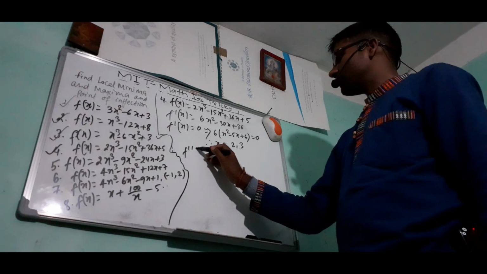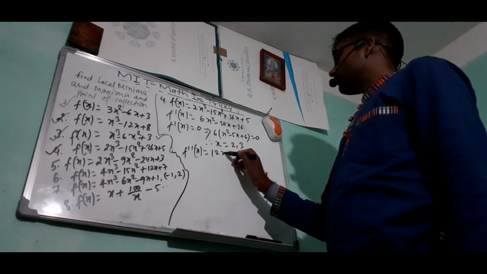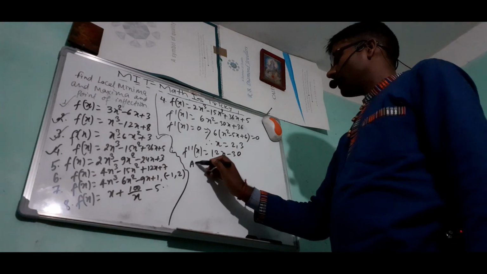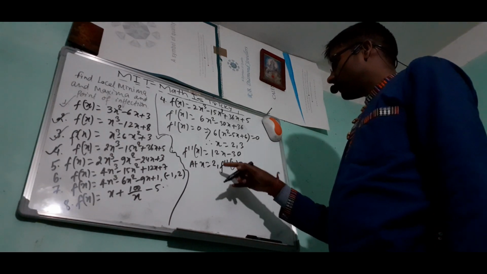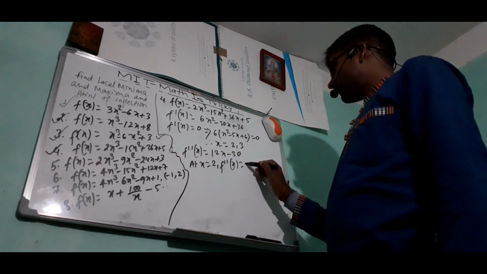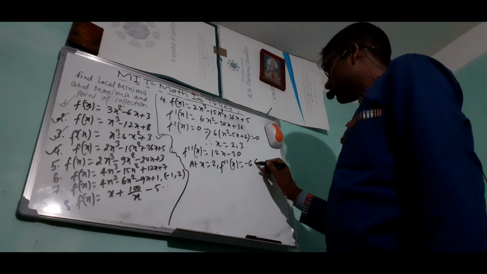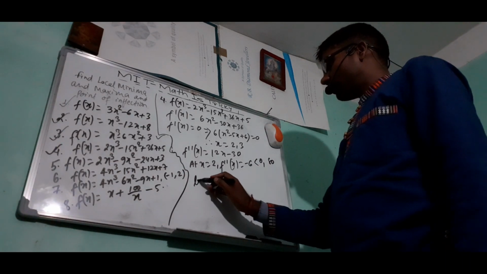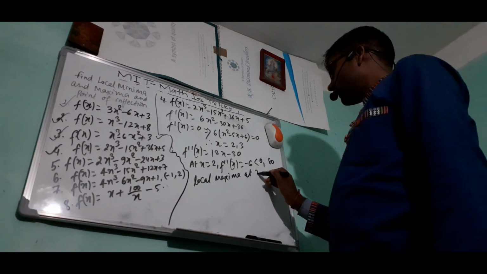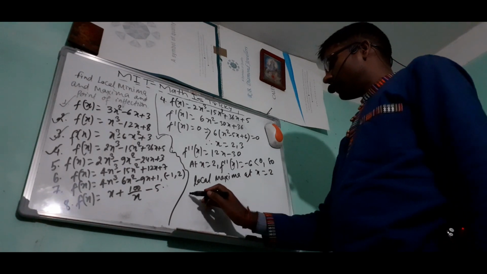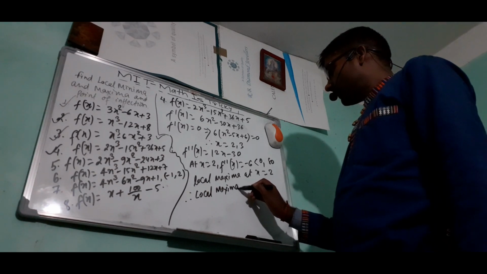So let's find the second derivative. The second derivative is 12x minus 30. At x equals 2, f double dash x is 24 minus 30, which is minus 6, less than 0. So there will be a local maxima at x equals 2. Therefore, the local maxima equals f of 2.